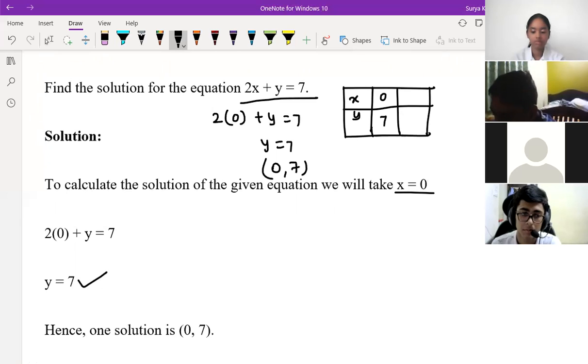So for this equation, how many solutions do you have? Infinitely many solutions, right? Yes, sir. Infinitely many solutions.